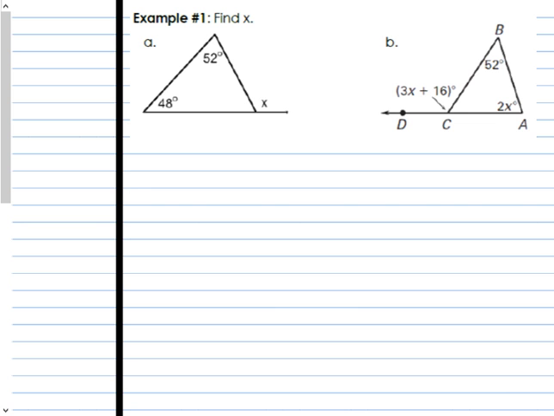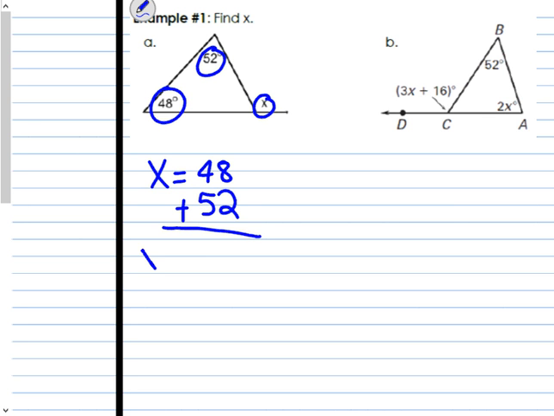Example 1a, find x. The theorem says that the exterior angle, which this is the exterior angle, is equal to the sum of the interior angles. So the interior angles are the ones that are not touching x. So that's 52 degrees and 48. So x is equal to 48 plus 52. X is equal to 100 degrees. Simple as that.